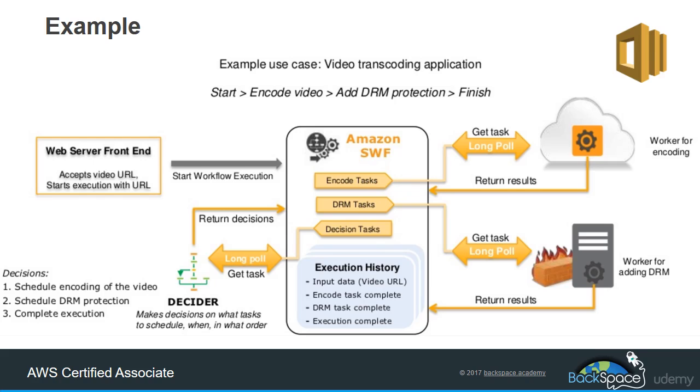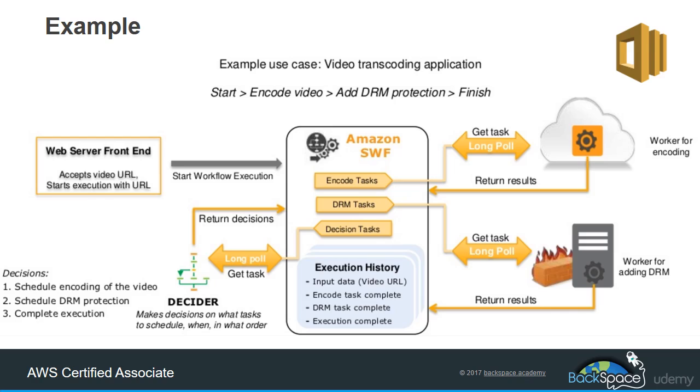So we have actors, as we remember from the previous slide. We have workflow starters, we have workers, and we also have decider actors. At the start of our process, in the middle there, we can see Amazon SWF, we have encode tasks, DRM tasks, and we also have decider tasks that make decisions within that workflow. It starts there with our web server front end. That is our workflow starter actor. It will accept the video URL, and that will communicate with Amazon SWF to start this workflow.